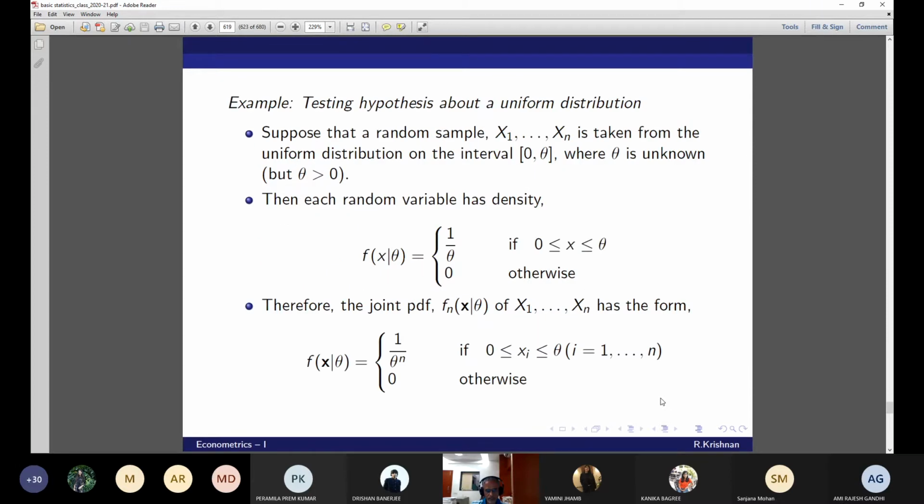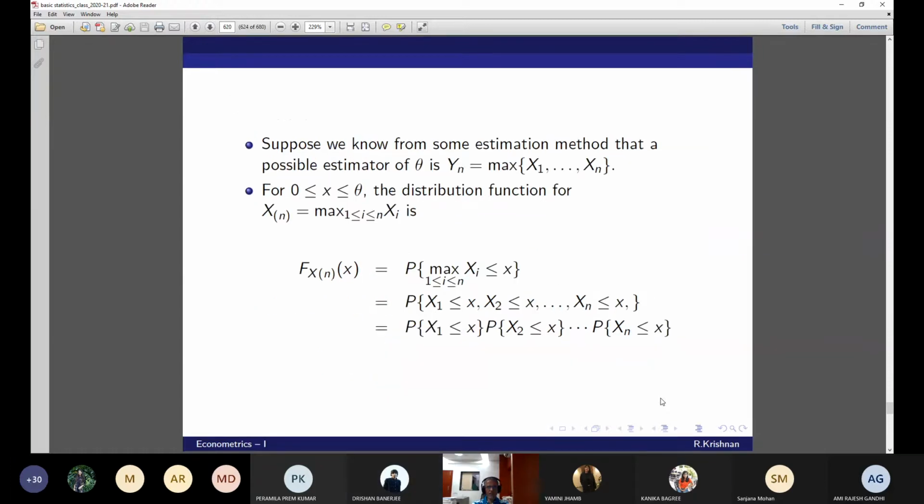Can we go to the next slide? This is something we have seen before. You must be very thorough with this. Is it okay? The second point, the third bullet point, the joint PDF. Now we consider this.